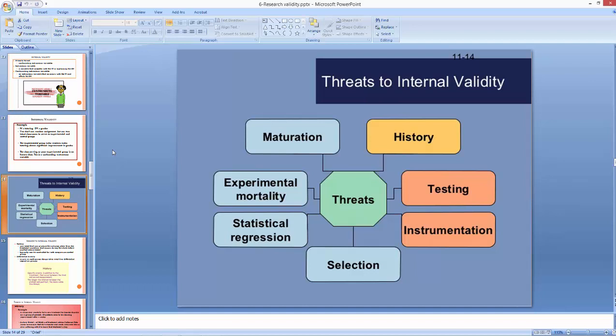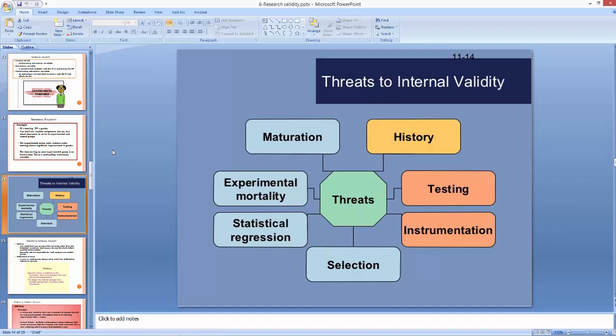Selection, again, this goes to how the participants were selected and assigned. Selection is taking people out of a population, and assignment is once you have those people from the population, how do you assign them into groups? And if they are assigned adequately, randomly, usually the selection issue isn't a problem.